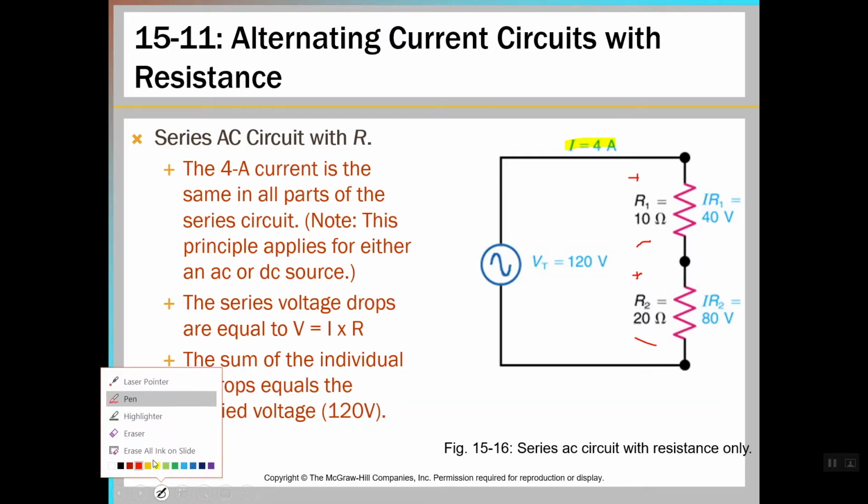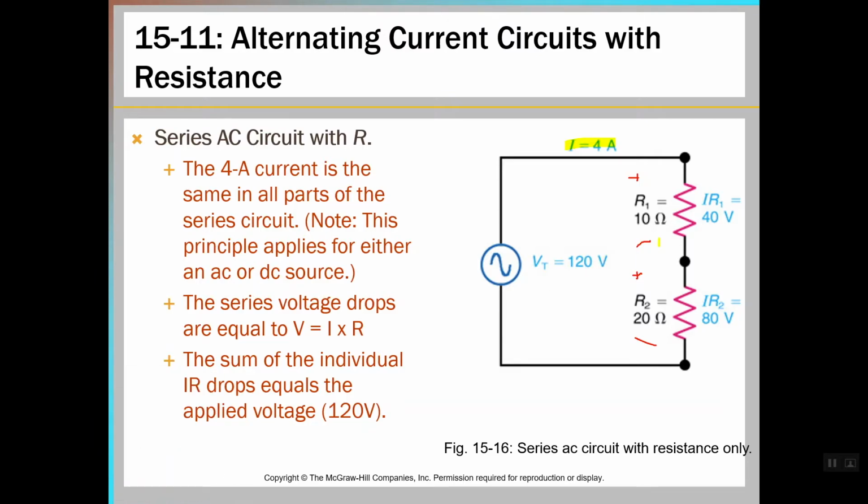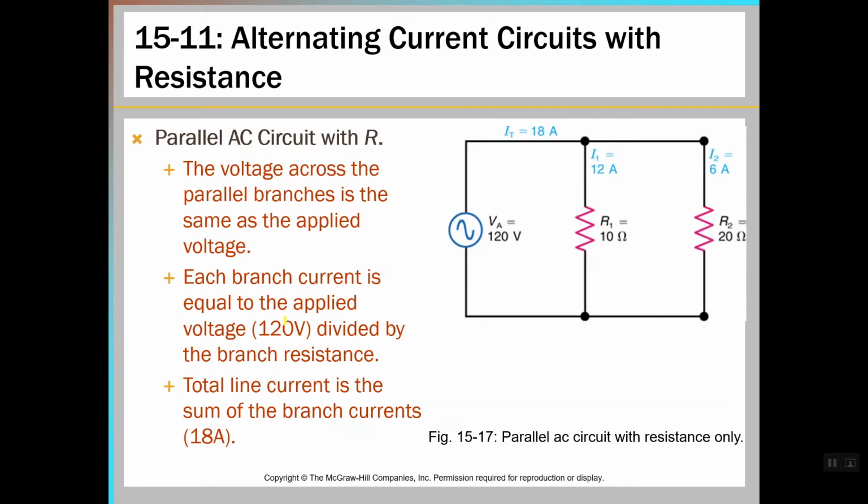40 volts there, 80 volts there, 40 and 80 is 120. So all that plays out, still stays the same. The technique's still the same.